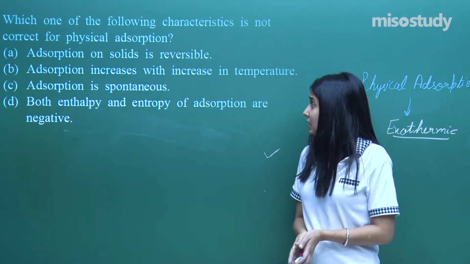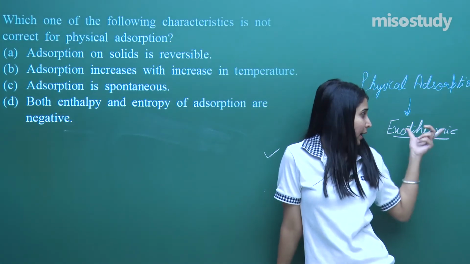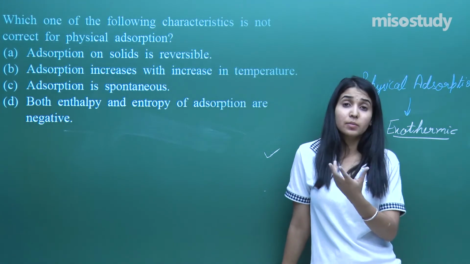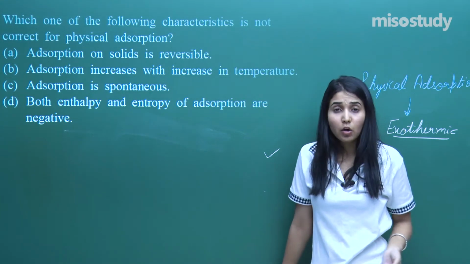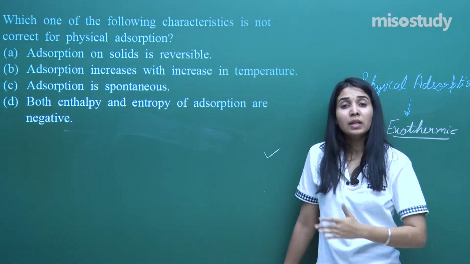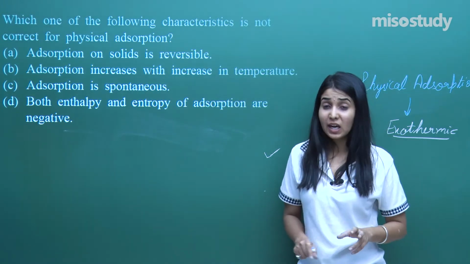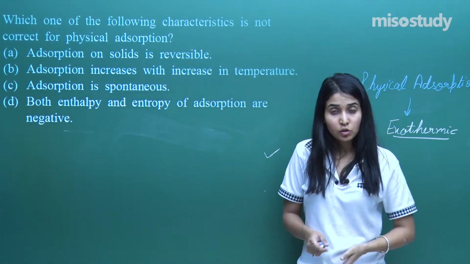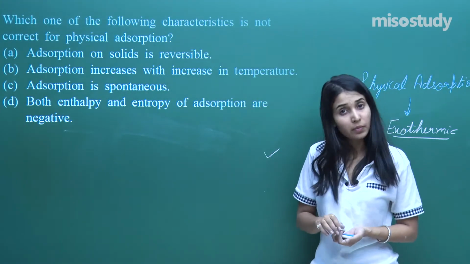Then it says it increases with increase in temperature. Is it so? You know this thing, and I've just written that physical adsorption is exothermic in nature. If something is exothermic, I know that increase in temperature is the tendency of endothermic reactions. When I study the endothermic forward reaction, I say that if I want to favor an endothermic reaction, the value will increase with increase in temperature. So what does that mean? That means this is totally a wrong statement, right?